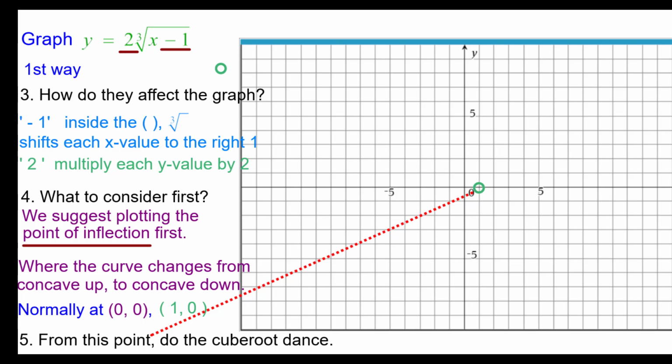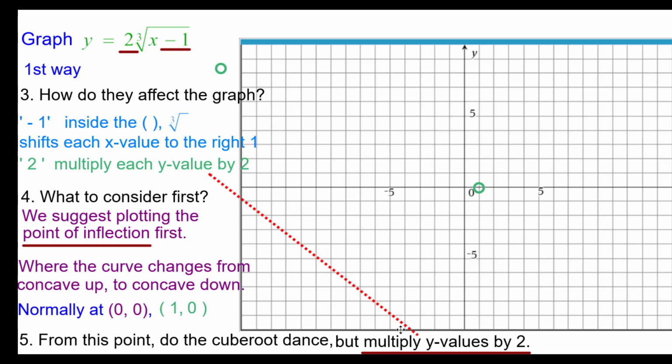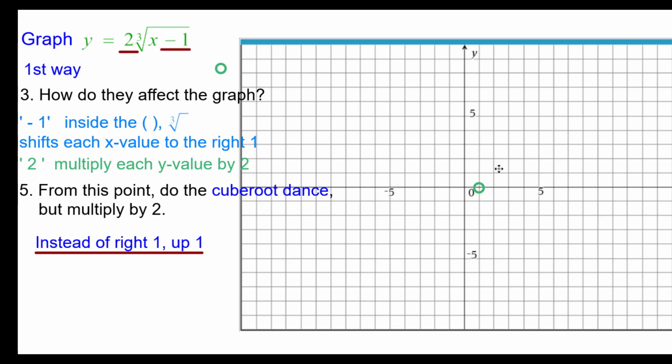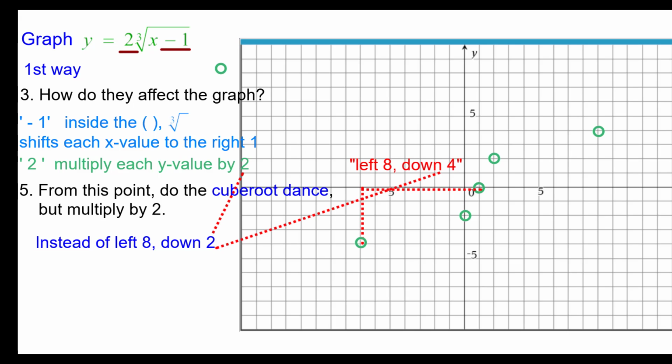So we're going to do the cube root dance, but we do have to multiply the y values by 2. So instead of going right 1, up 1 like we normally would, we're going to go right 1, up 2, because we have to double each y value. Instead of right 8, up 2, it's going to be right 8, up 4, doubling that y value. Instead of left 1, down 1, it'll be left 1, down 2. And instead of left 8, down 2, it'll be left 8, down 4, doubling the 2.